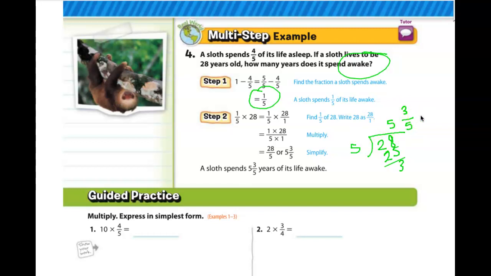All right. Before we begin our guided practice, I want you to think, what is something important that we should remember about how to multiply whole numbers by fractions? Please answer that for me.